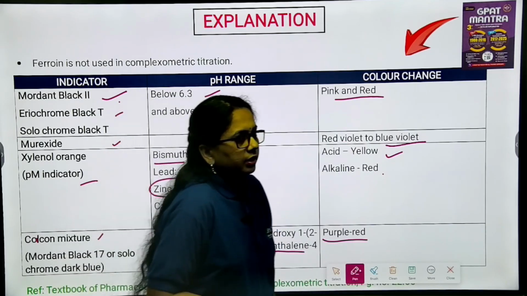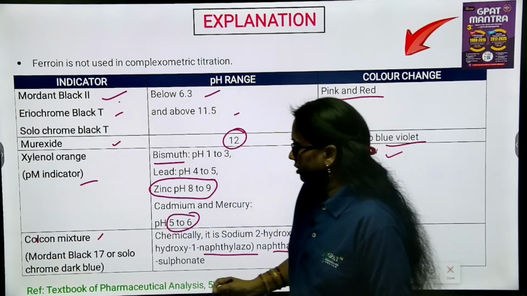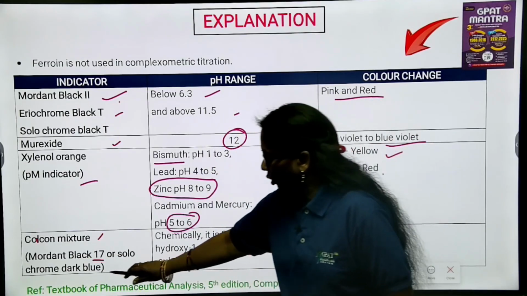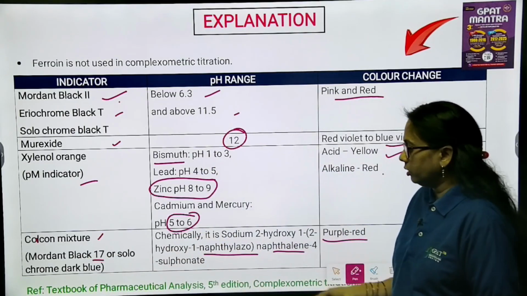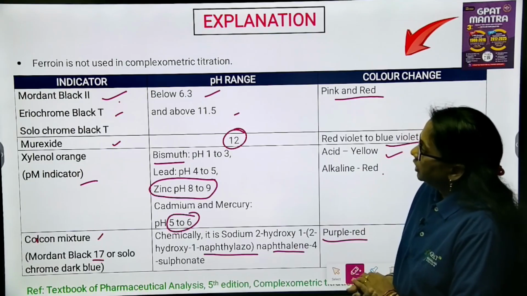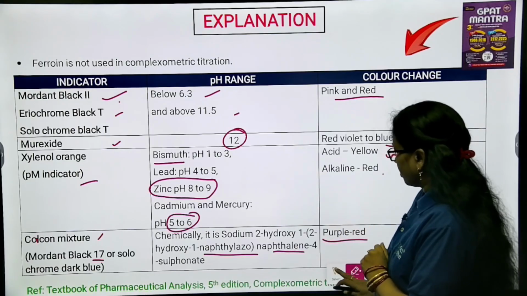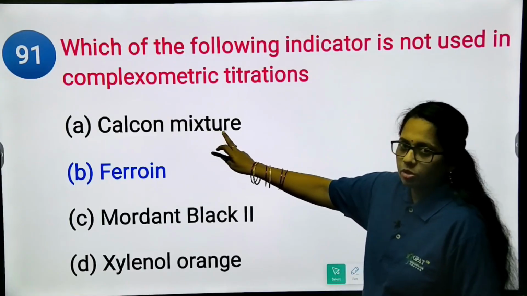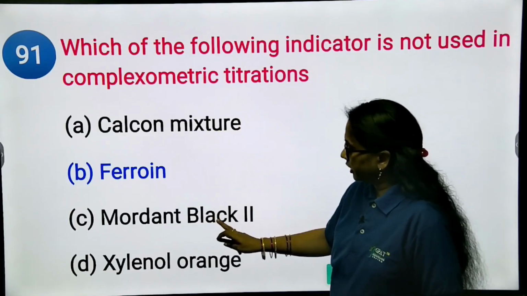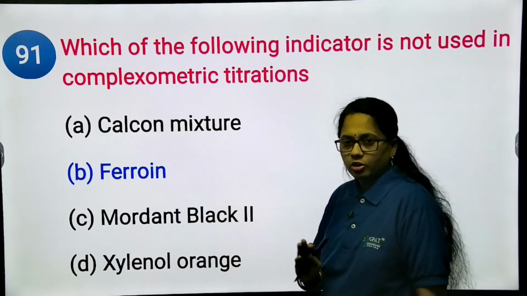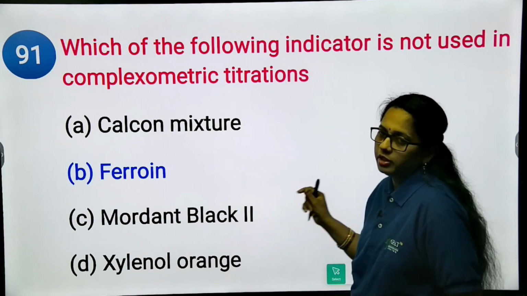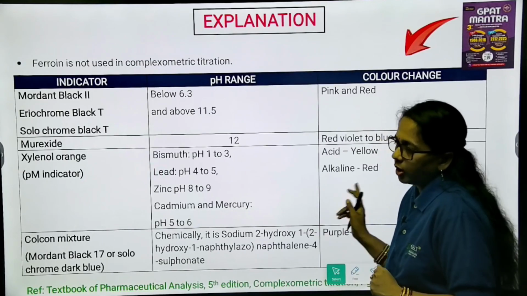And the other name for this chalcone mixture is also Mordant Black 17, or Solochrome Dark Blue. From the given options you can say that the chalcone mixture is also a complexometric indicator. Mordant Black 2 and xylenol orange, these three are related to complexometric titrations, whereas ferroin is not going to be used in complexometric titrations.